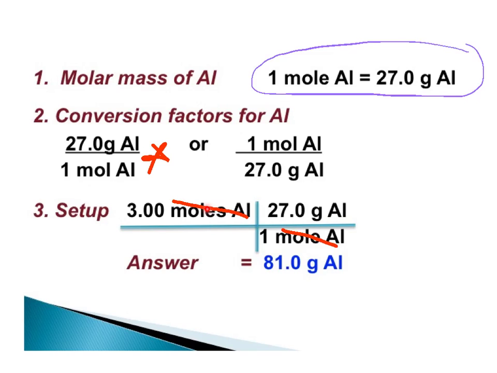So now we just multiply the things at the top. So 3 times 27 and then divided by 1. If we put that in the calculator, work it out, it should come out to about 81 grams of aluminum.